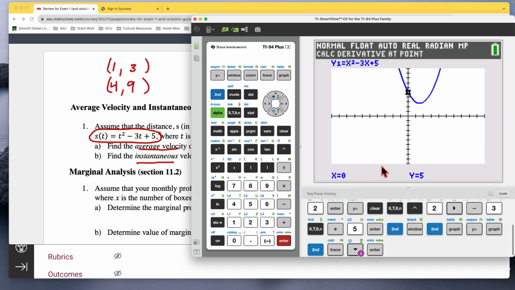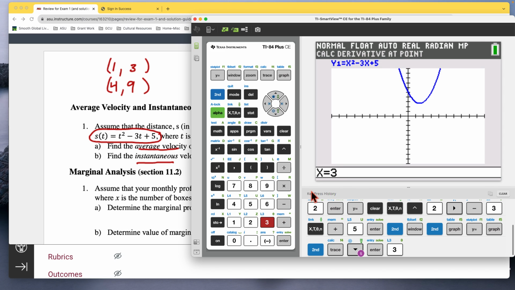And then again, it's just waiting. I have to enter where I want that derivative. I'm going to put 3. And then you see x equals 3. I'll hit enter. And there it is. dy/dx equals 3. It also gives me the point on the graph is (3, 5), and it shows where it's at. But it gives me the derivative is 3.